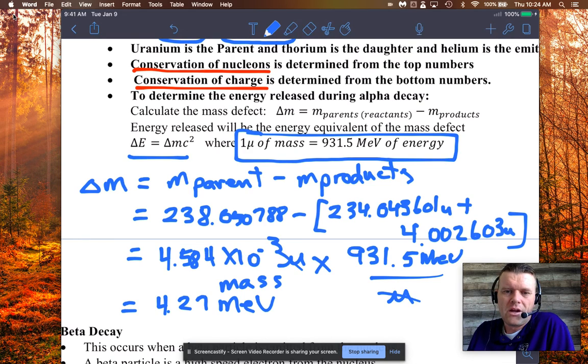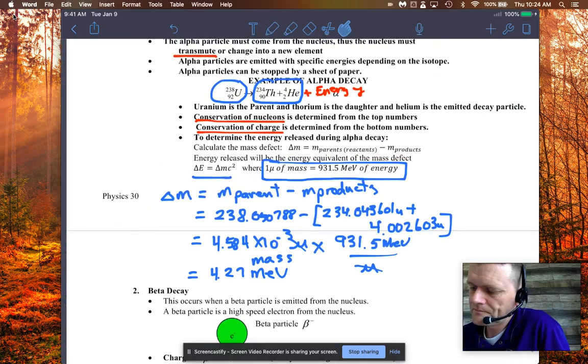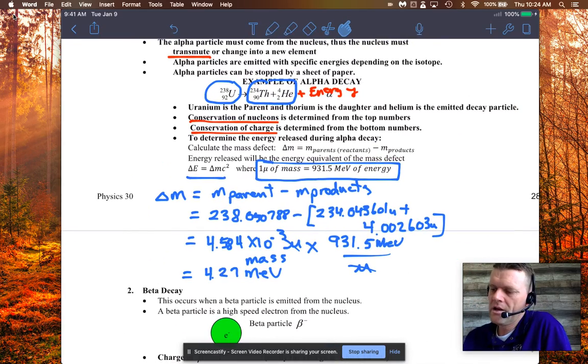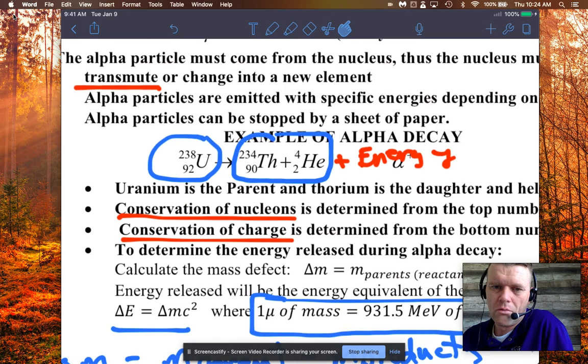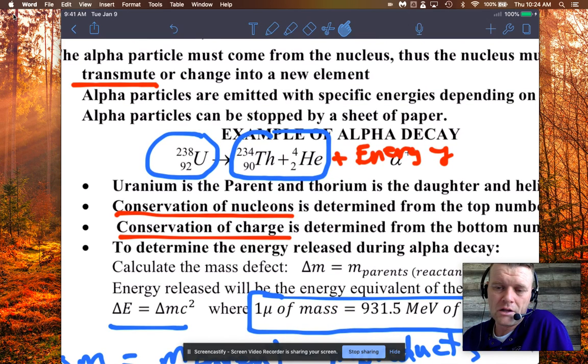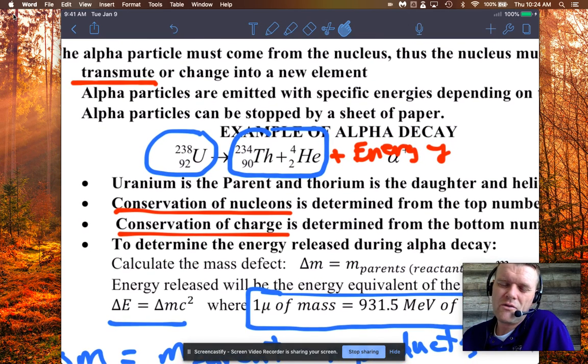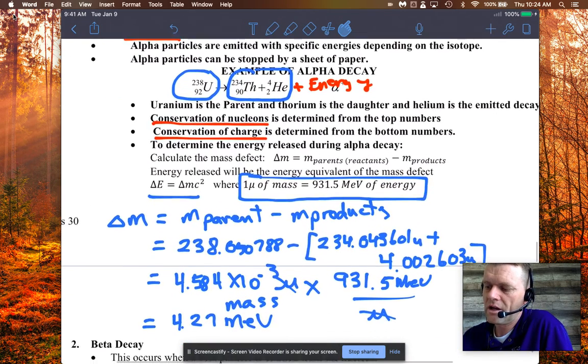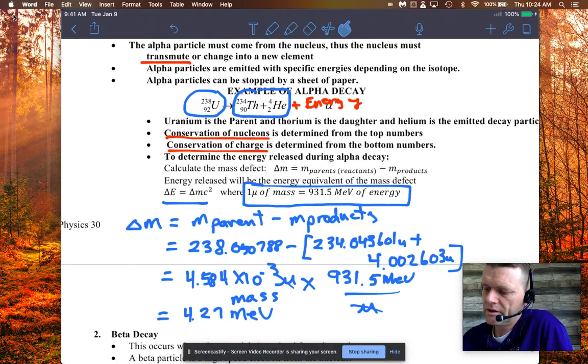Because it's just the difference between the mass of the parent and the mass of the products, and then you convert that into energy. So that's alpha decay. I think you can handle that arithmetic no problem, and you'll get some practice doing that in the review questions. At least if you can recognize that, hey, this is alpha radiation, because you're making a 4-2 helium nucleus.